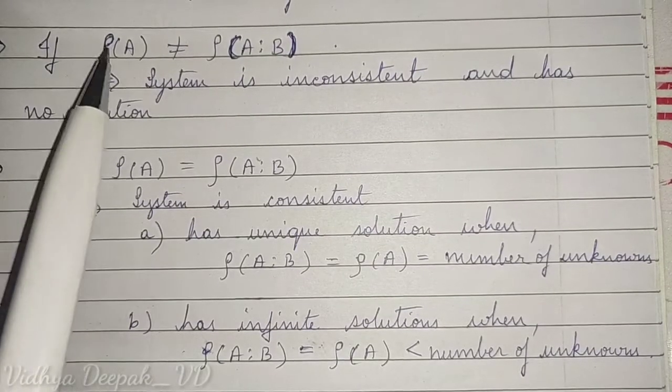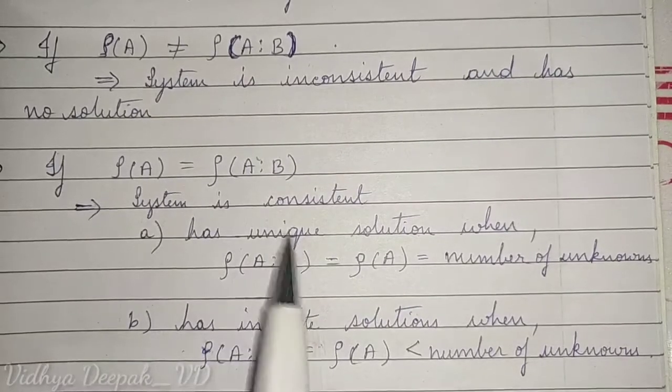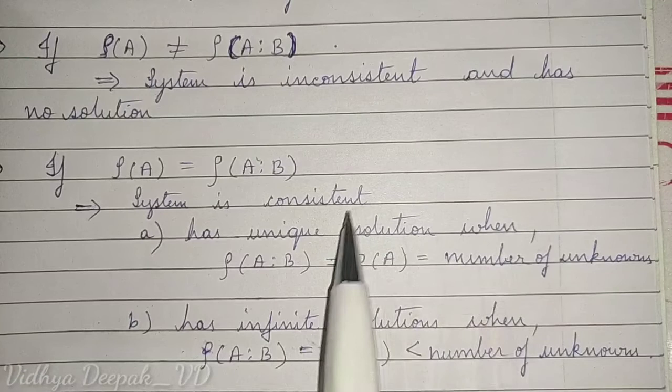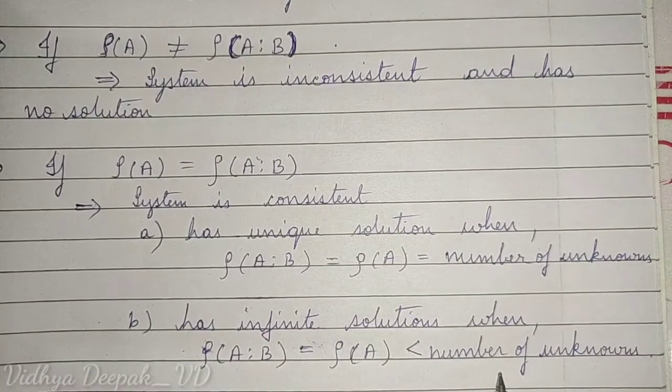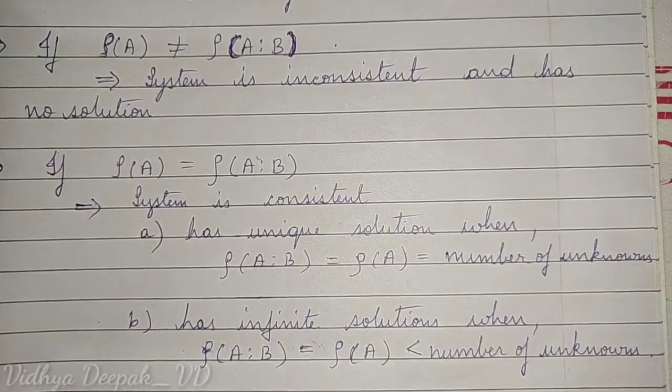So if the ranks are not equal, then inconsistent. If the ranks are equal, then it is consistent. If it is equal and it is equal to the number of unknowns, it has a unique solution. If it is less than the number of unknowns, it has infinite solutions.